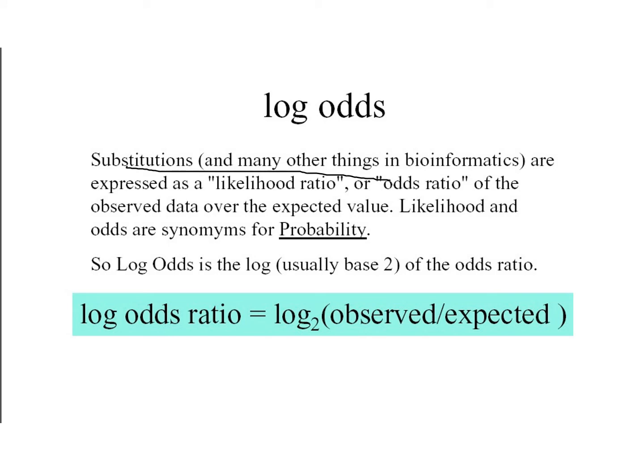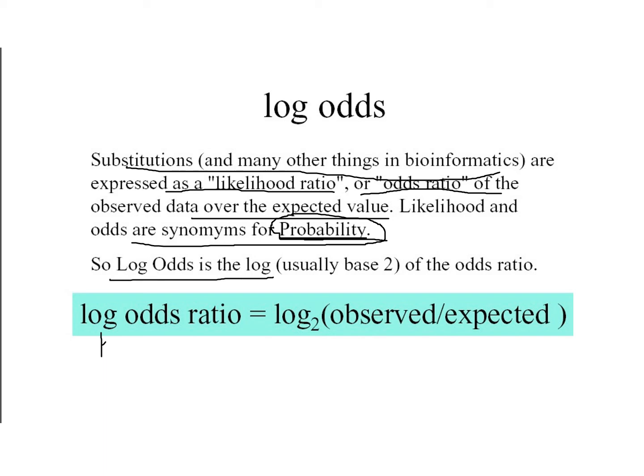Likelihood and odds values are synonyms for probability. This is pretty much the word for probability, so we can call it a probable thing. So log odds is the log, usually base 2, of the odds ratio. The log odds ratio is given by log base 2 of observed value divided by expected value.